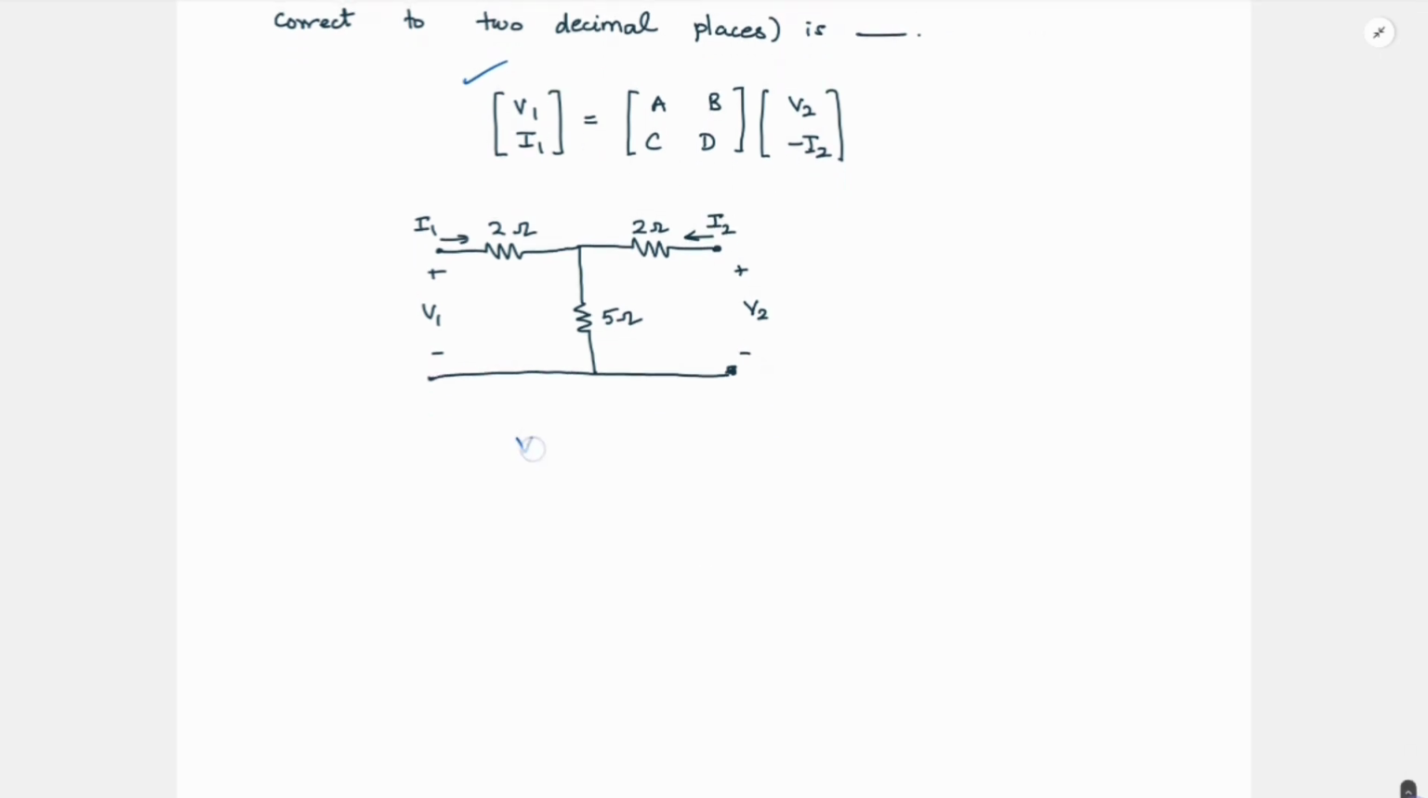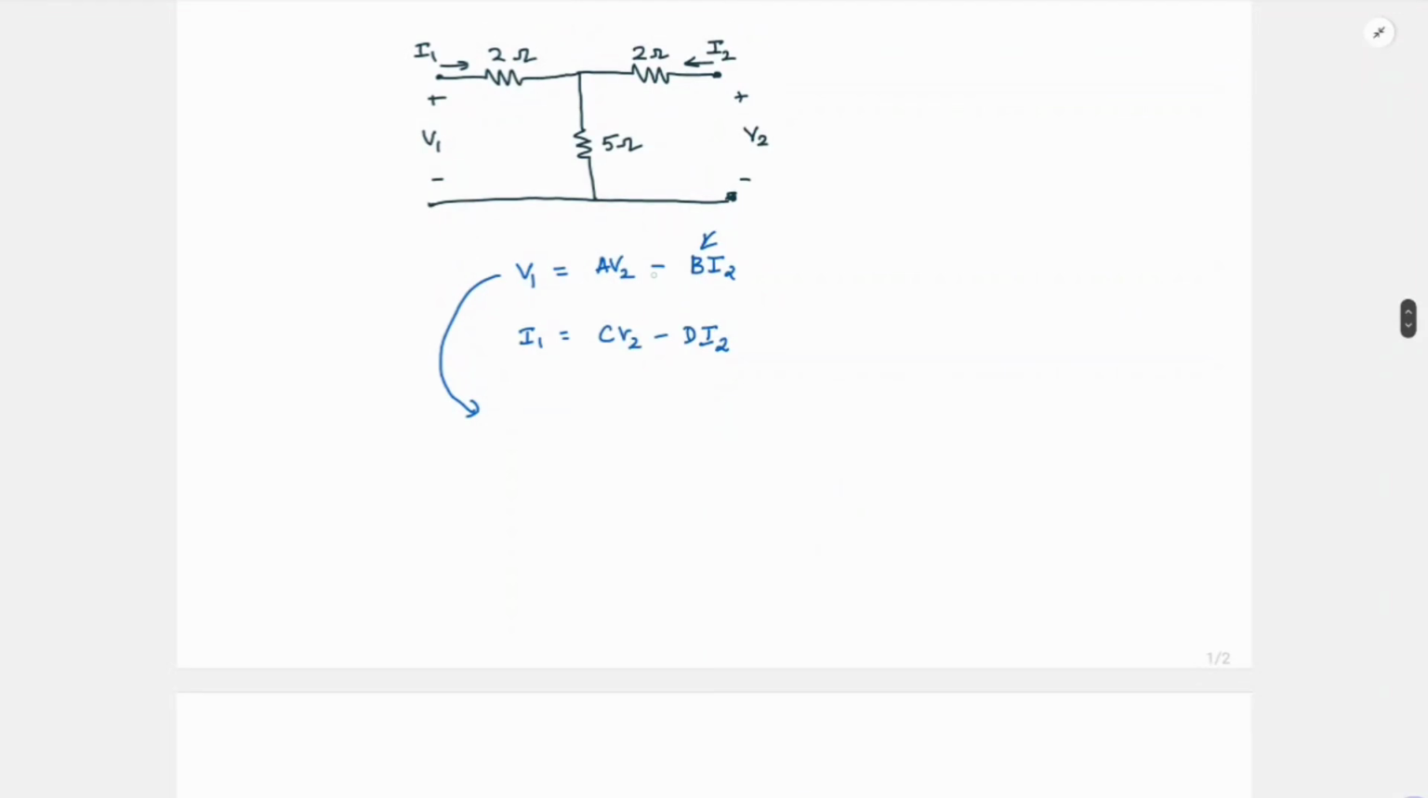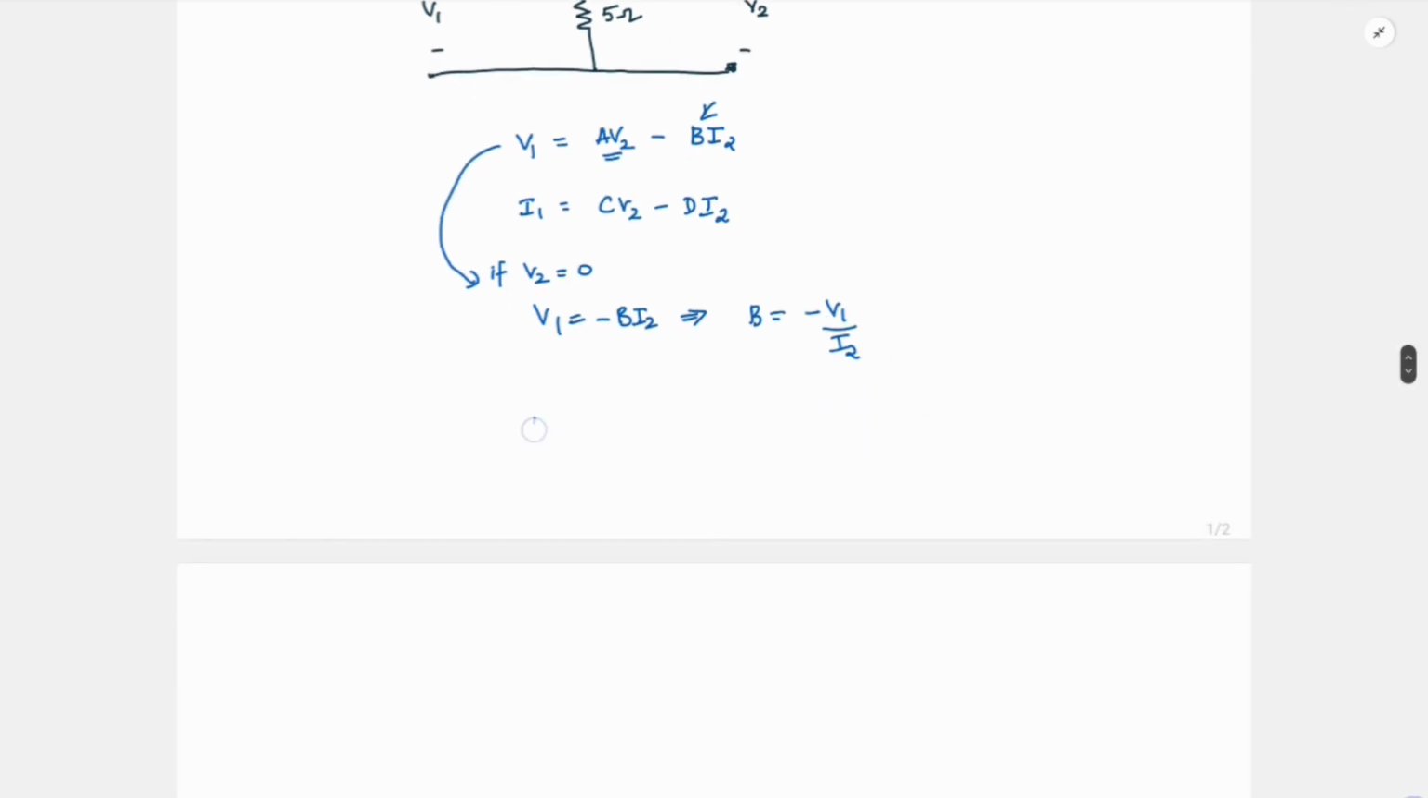If you just write it out, you will get V1 is equal to A V2 minus B I2, and I1 is equal to C V2 minus D I2. Now if you want to find B, you take the equation where B is in. When can I get B? I want the other term to go to 0, so V2 is 0. If V2 is 0, V1 is equal to minus B I2, and B is nothing but minus V1 by I2 when V2 is equal to 0.